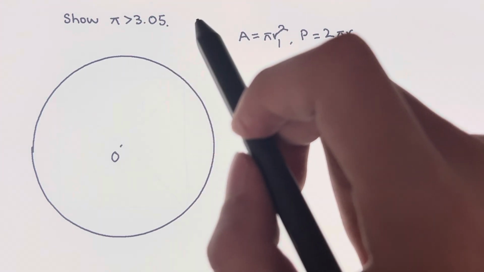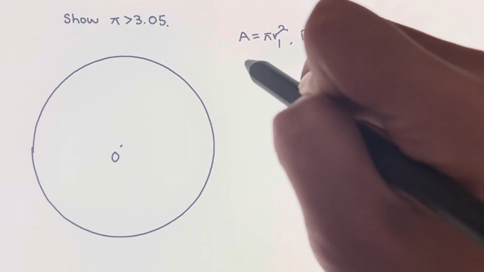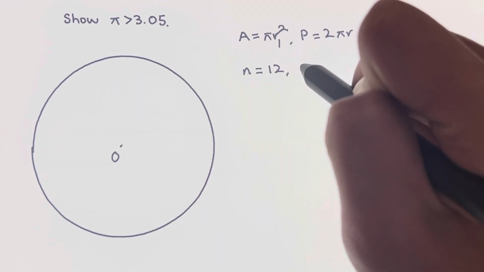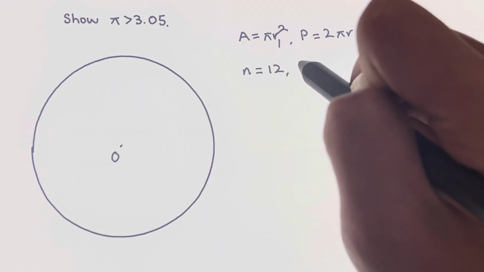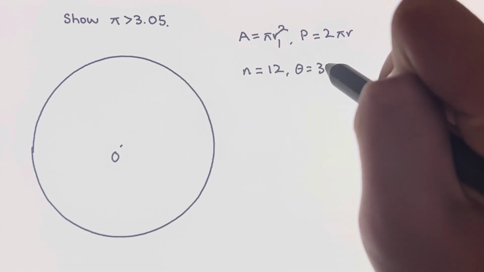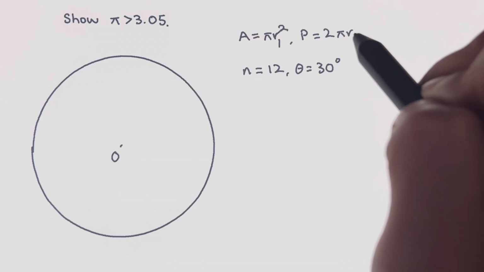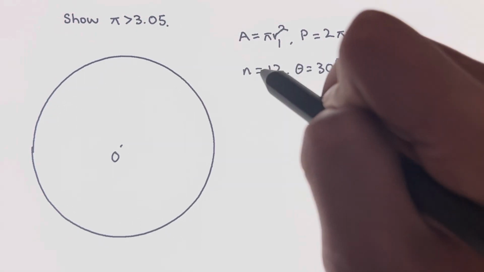Well, you might think it's 30 degrees. And in case of n equals 12, we know that the angle theta equals 30 degrees. However, this is not the smallest we can get. We can even work with 15 degrees.